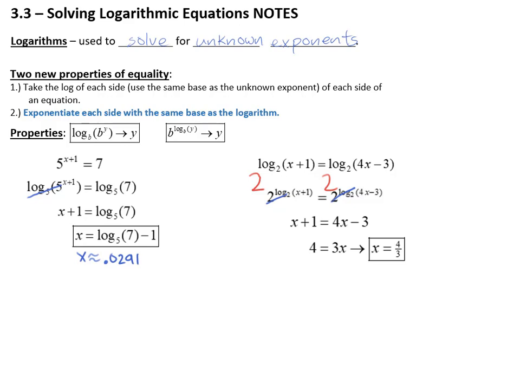Lastly, getting x by itself, moving our x's to one side of the equation and my constants to the other, and dividing by 3, we should get 4/3.